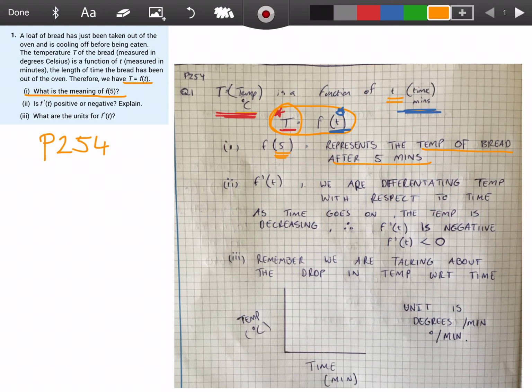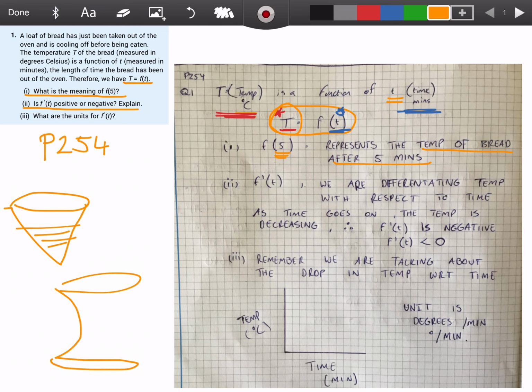The next bit then is F'(t), positive or negative. So F'(t) represents the rate of change. And that's what all of these problems are about. Now, we've done a couple of these before. If you remember, we looked at the cone filling up with water at different levels, or we looked at the vase that had a shape like that, and we looked at how the rate of change goes.